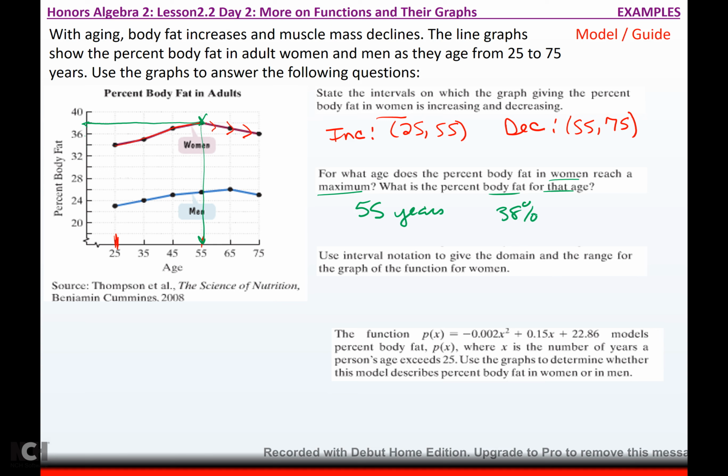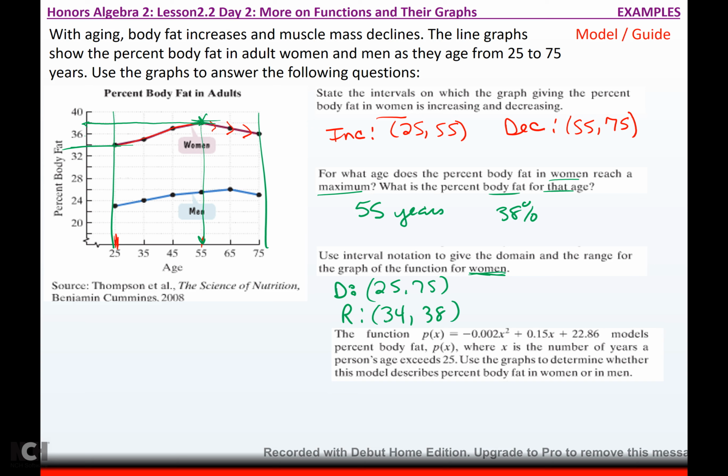Why would they pick this problem? This is depressing. Use interval notation to give the domain and the range for the graph of the function for women. The domain, just from my data, goes from 25 to 75. My range goes from, my lowest point would be 34 to my highest point would be 38. So 34 to 38 is my range.